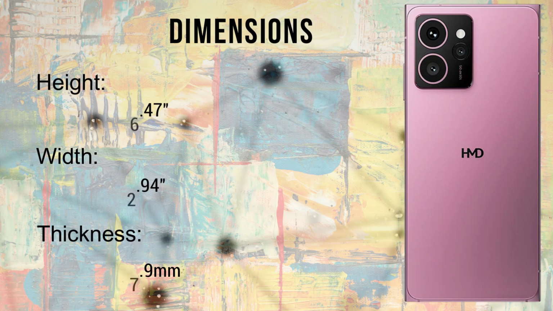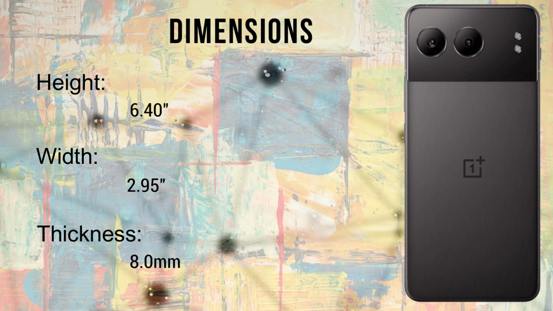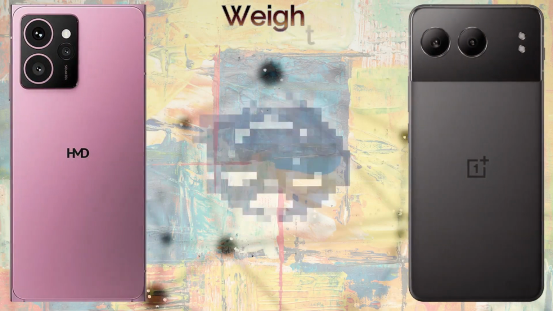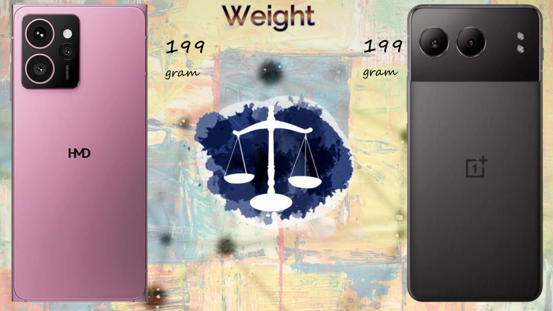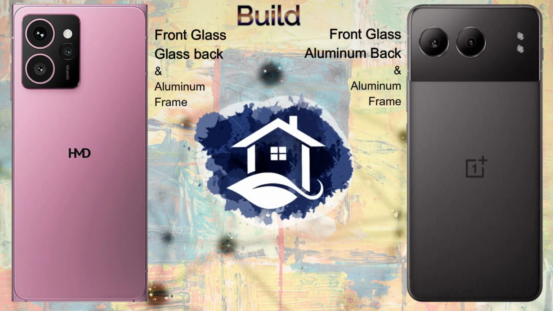The weight is the same in both, 199 gram, and the HMD Skyline comes with front and back glass and aluminium frame. The OnePlus Nord 4 has front glass, aluminium back, and aluminium frame, and both mobiles come with dual SIM ports.